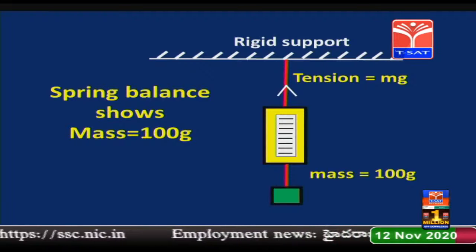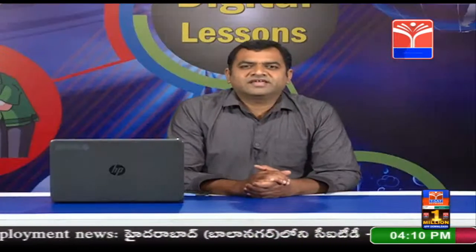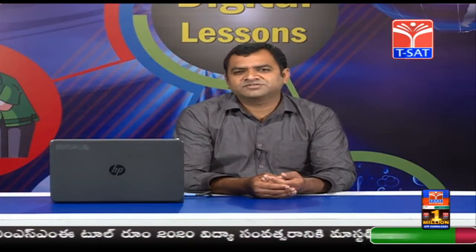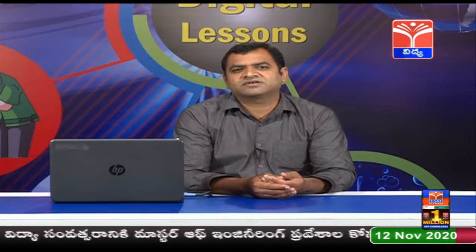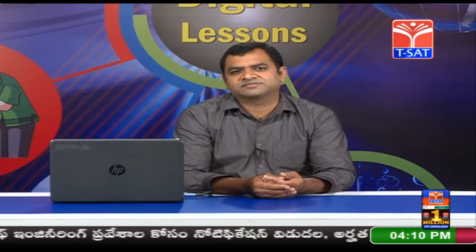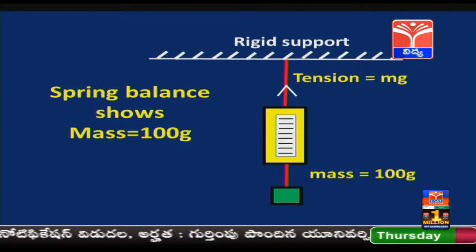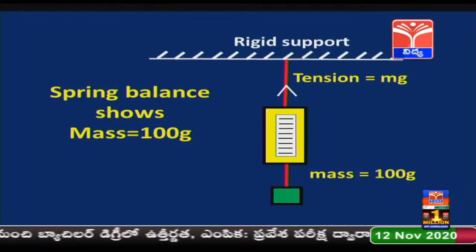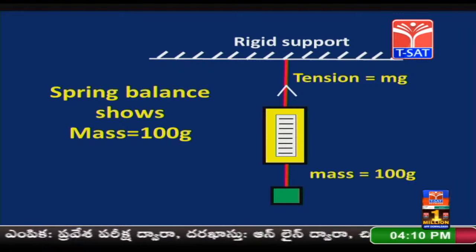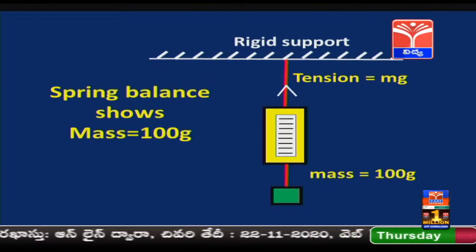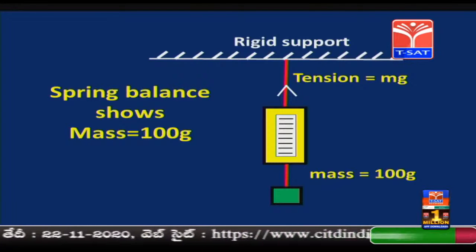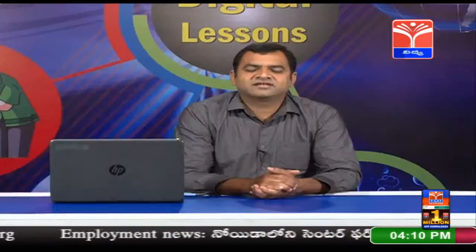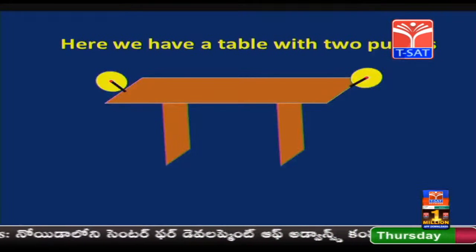When we measure weight using a spring balance, we suspend the object from the lower hook of the spring balance, and then we can see the mass of the object given by the pointer. Here is a spring balance. Here a mass of 100 grams is suspended, and the spring balance is suspended from a rigid support, and then we can see the reading. Here the spring balance shows 100 grams.